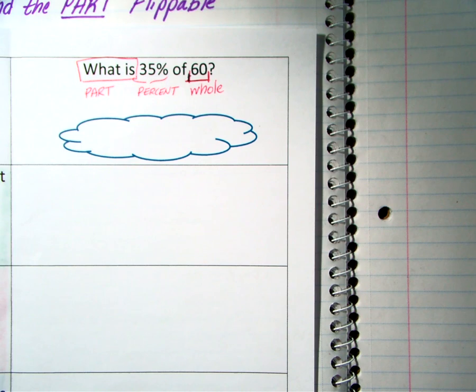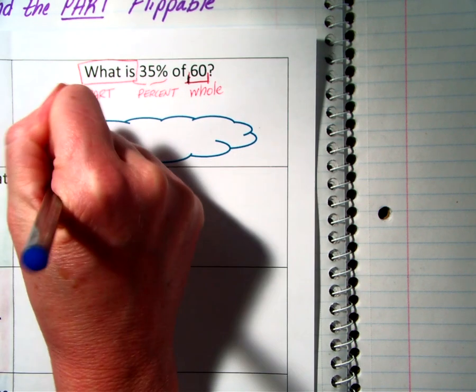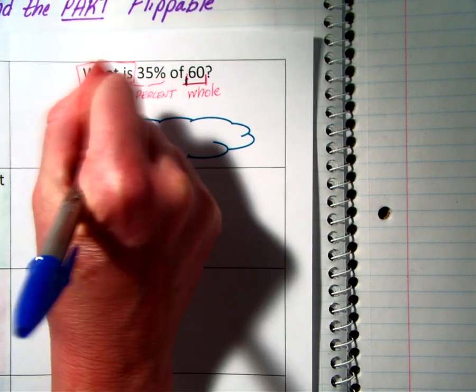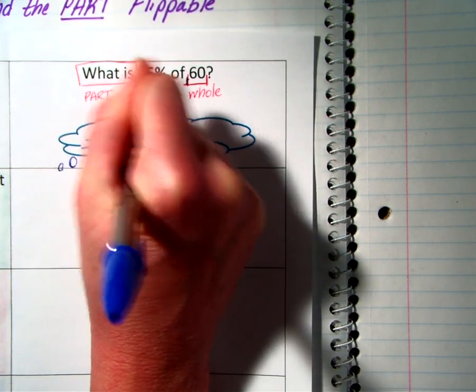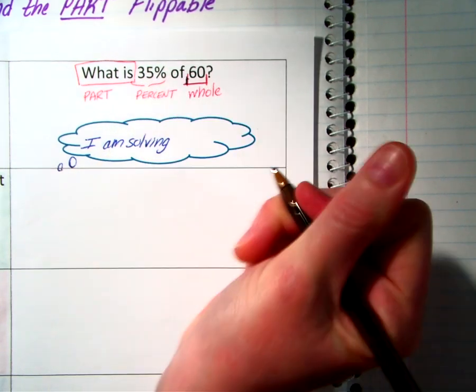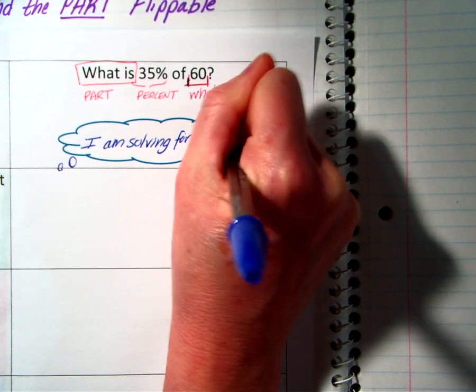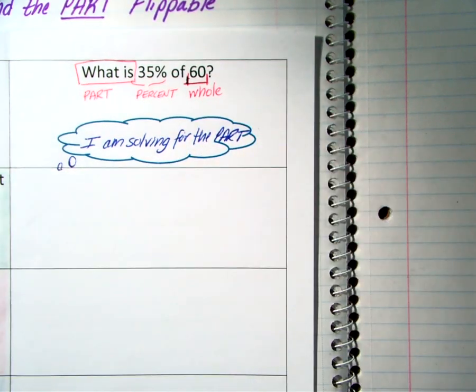So this is our thought bubble here. Thinking, and we're thinking what? What are you solving for? Yes, you are solving for the part. I am solving for the part. So in my cracker analogy, that would be how many crackers really represent 35% of a box that contains 60 crackers.